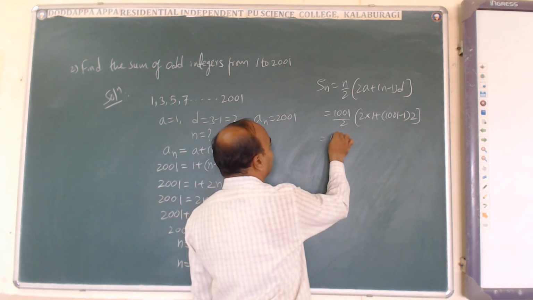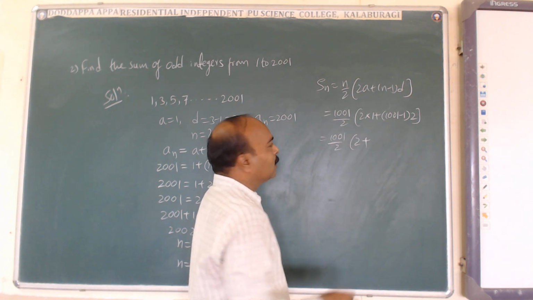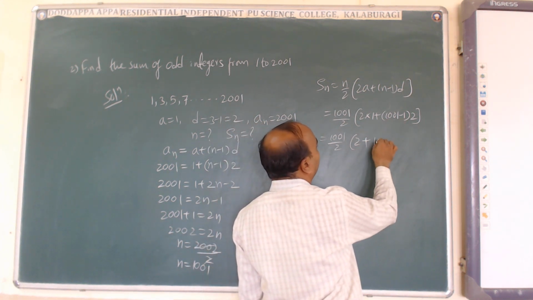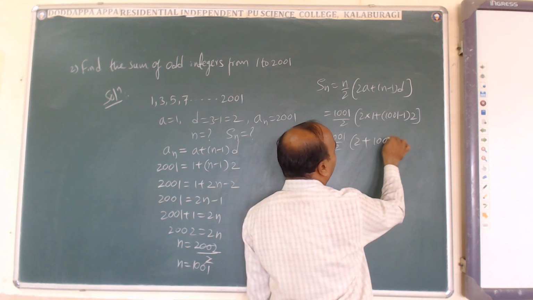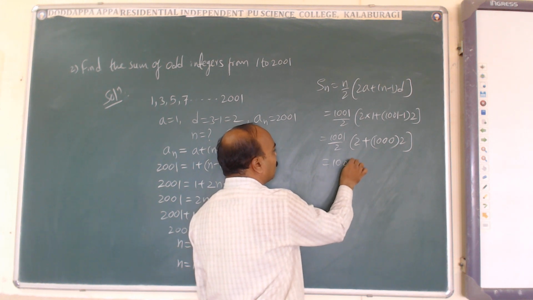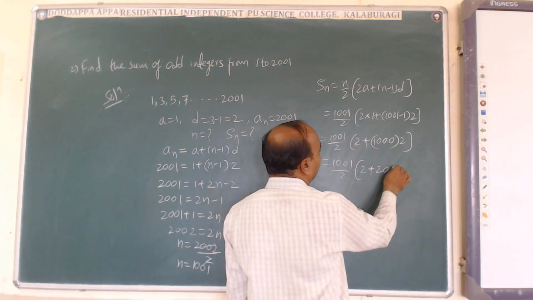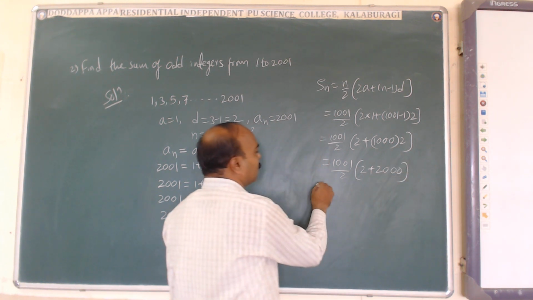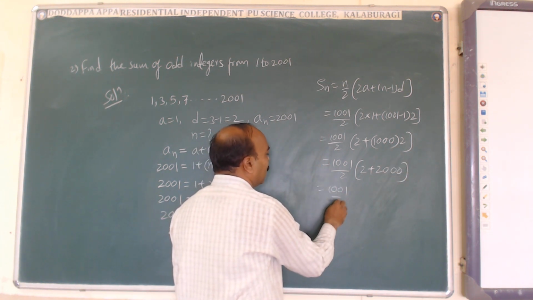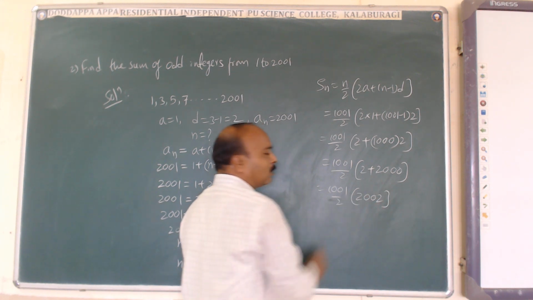Now simplifying this: 1001 by 2, it is 2 plus, 1001 minus 1 is 1000, into 2. Now it is 1001 by 2, 2 plus 2000. Now 1001 by 2, it is 2000 plus 2 is 2002.